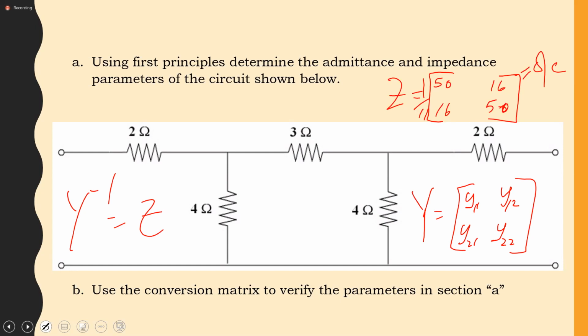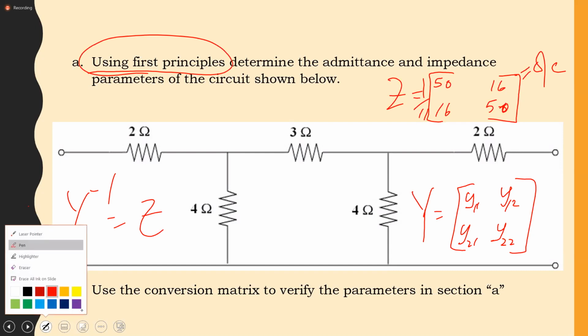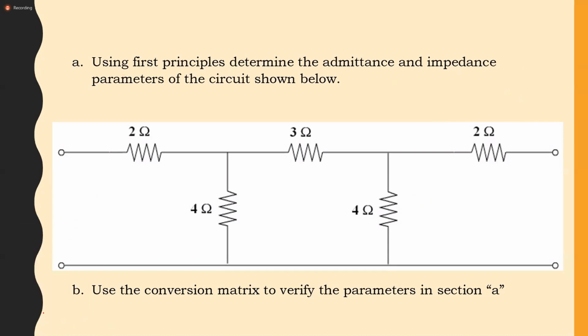But this is the key here. I want you to use first principles. So again, start from the definition, and by virtue of the definition, develop or determine these parameters. And then at the end, you do the conversion to see whether or not what you have done is correct. All right.